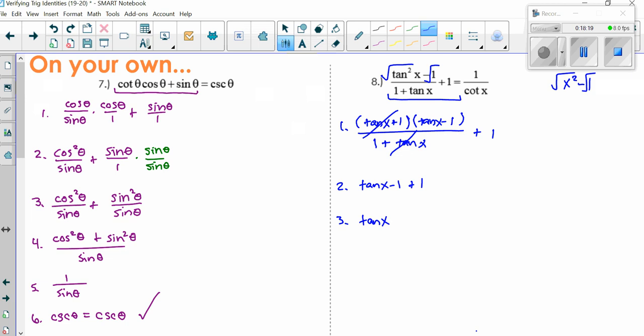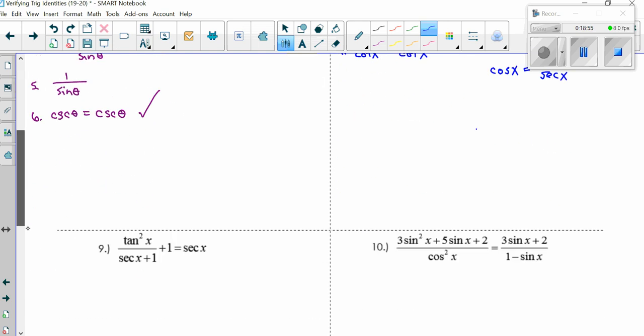Typically when we get to here, we are done, but we need to make this look like that. And that's really just its identity. So tangent x is the same as 1 over cotangent x, which is what we wanted to prove. That's kind of like if we got down to an answer like cosine x, that's the same as 1 over secant x. Not a common identity that we use, but we can use it every now and then. All right, we got 2 more.